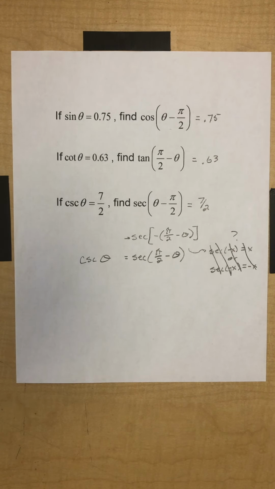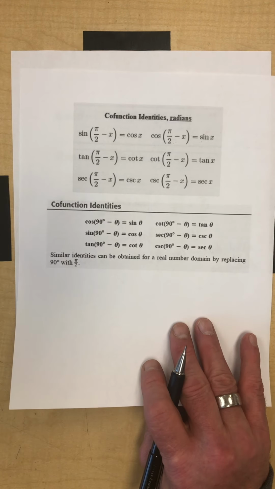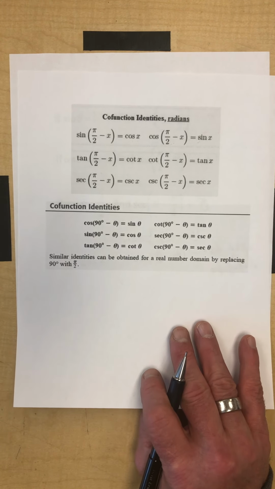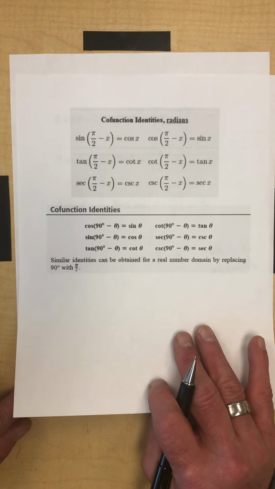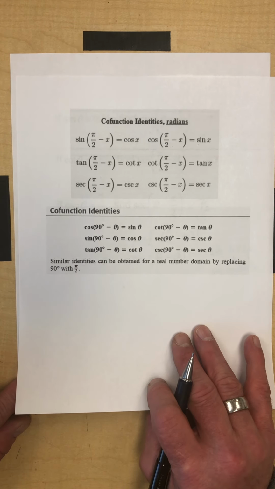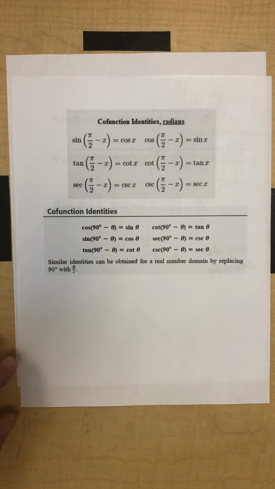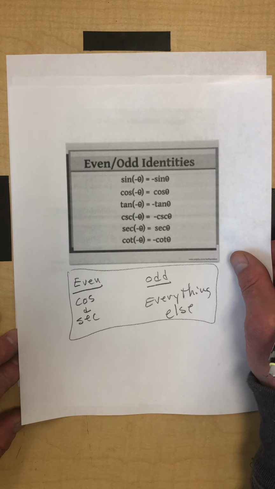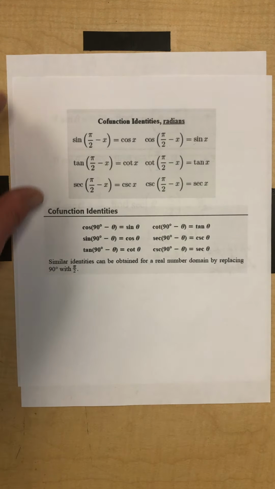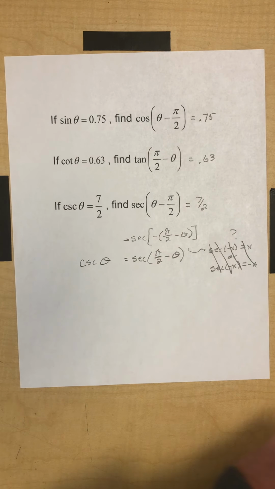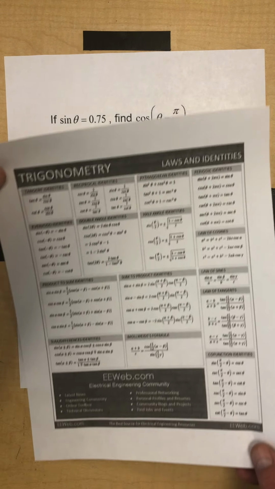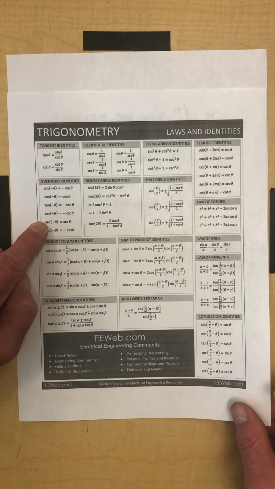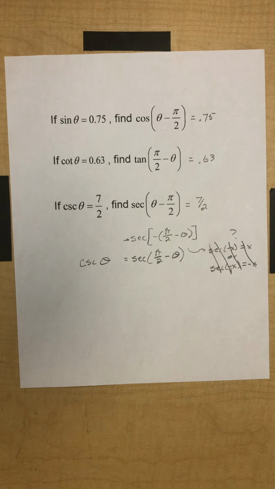It's easy stuff. Just coming back to this, depending on whether we have theta minus pi over 2 or pi over 2 minus theta, you've got to use your odd and even identities. And remember, those odd and even identities are also on here somewhere, right here. So we've got them in multiple places. So that's some relatively easy stuff.